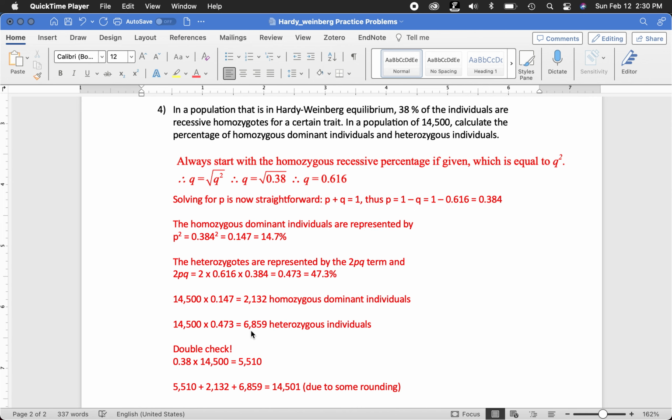And you can double check this work. So we already knew from the beginning that 0.38 of the individuals were homozygous recessive. You can just do that last calculation to see how many individuals that is. And you should be able to add up these three numbers and get the total population number. This is a bit over, but that's just due to rounding. But that's fine. That tells us that we are doing these calculations correctly.